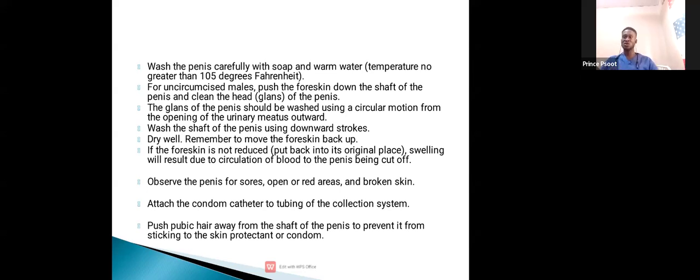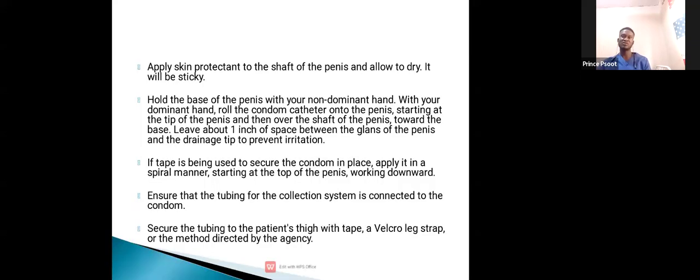So you observe the penis for sores, open areas, red areas or broken skin. You attach the condom catheter to the tubing and the pin of the collecting system, and you push the pubic hair away from the shaft of the penis to prevent it from sticking to the skin protectant or the condom, to prevent the skin from attaching. Then apply skin protectant to the shaft of the penis and allow it to dry. If you don't allow it to dry, it may not work and can be sticky.